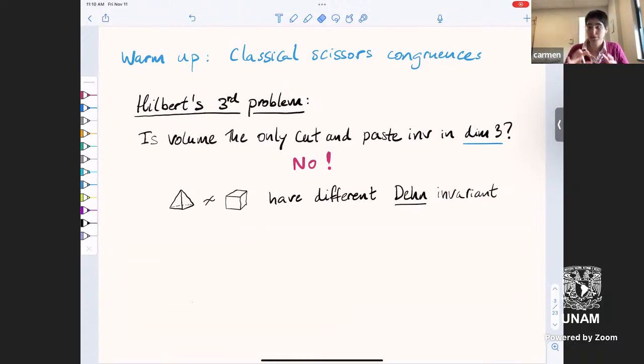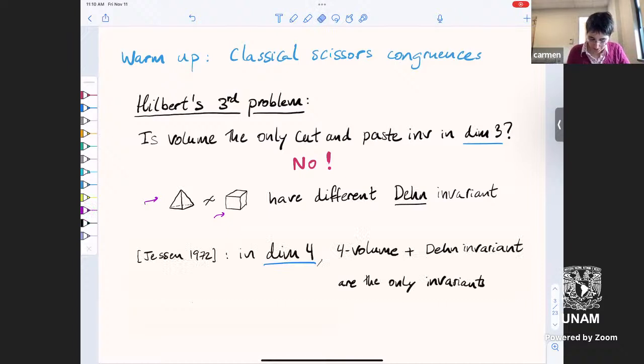The most explicit example here is that if you have a tetrahedron and you have a cube and they both have the same volume, they still have different Dehn invariants. So the answer is no. There's an invariant that detects that those two things differ: you can't chop up the cube and convert it into the tetrahedron. It's not going to work.